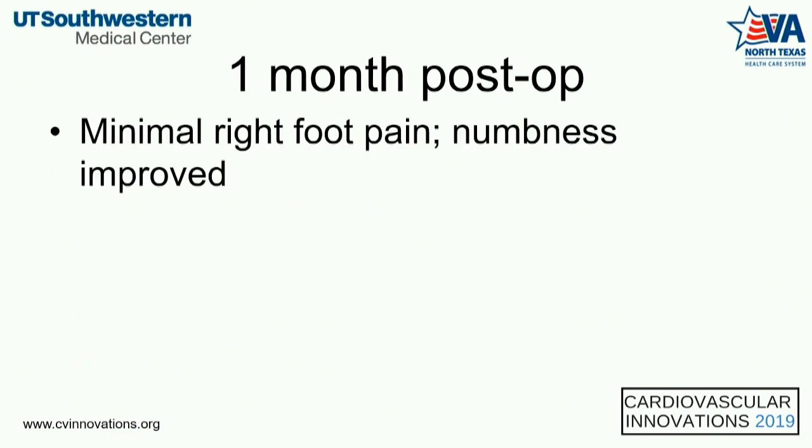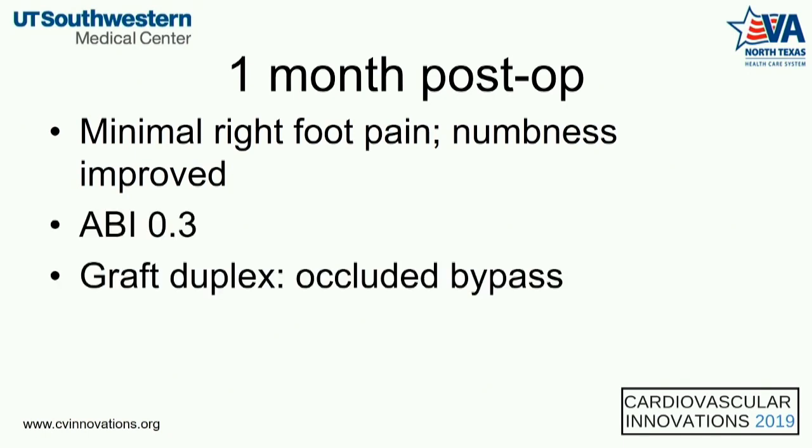His symptoms were better. He was walking. He had actually minimal complaints of numbness in his foot, and he had signals in his foot. However, his ABI was back to 0.3, and when we duplexed the graft, it was occluded. So this was one of those cases where we thought, well, maybe we should have considered recanalizing the SFA and popliteal rather than trying to do a bypass right off the bat.